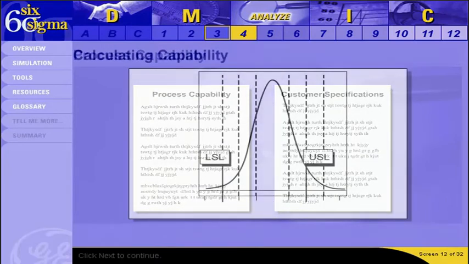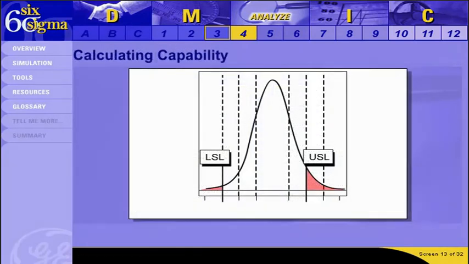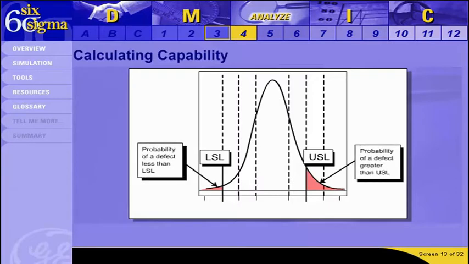The percentage of area outside the specification limits represents the probability to produce an outcome that does not meet the customer requirements. This is the defect rate. Given the mean, standard deviation, and specification limits, you can use mathematical manipulation to calculate the defect rate. This can be very cumbersome at times.